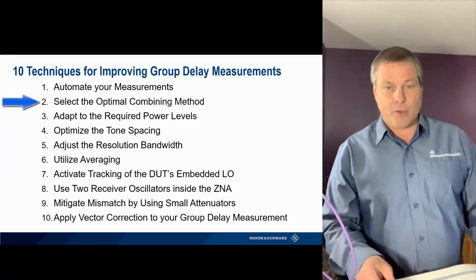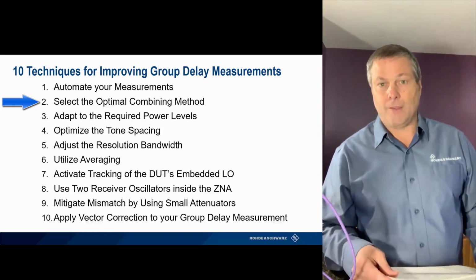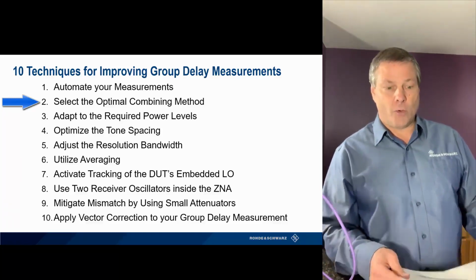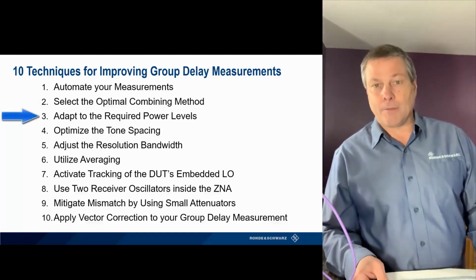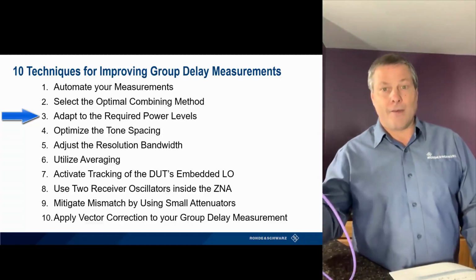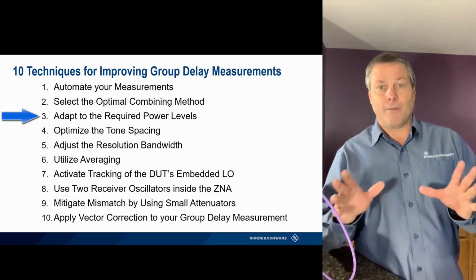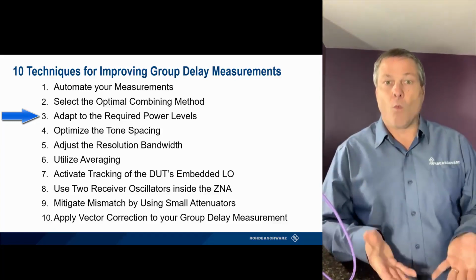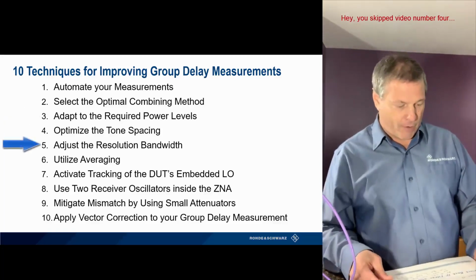Video number 2 talked about selecting the optimal way to create the two-tone signal. We have 4 different methods for combining 2 ports to make a two-tone signal. That's all covered in video number 2. In number 3, we talked about optimizing power level, which is important both for the measuring port of the VNA, the device under test, and the transmitting port of the VNA. We have to keep all of these devices below their compression point and well above their noise floor if we want to make good measurements. So that's the topic of video number 4.